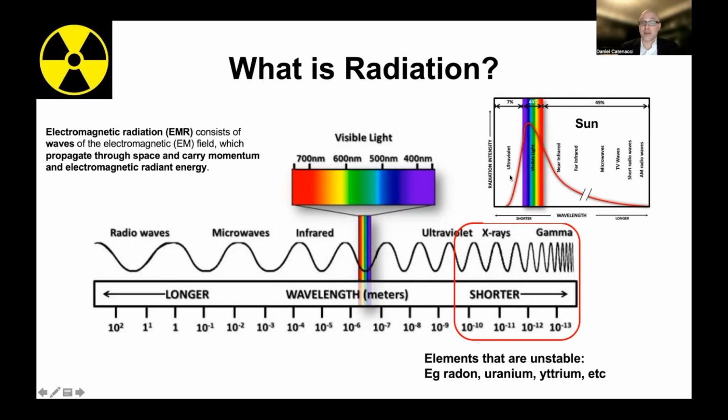We'll also be talking about another source that are from elements that are unstable, called radioisotopes. A number of examples exist, including radon, uranium. We'll be talking about some of these as a form of treatment, like with yttrium.